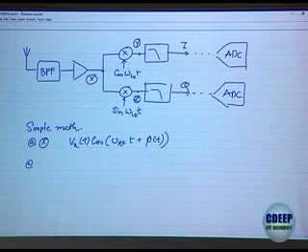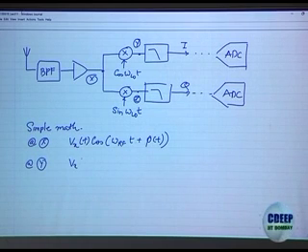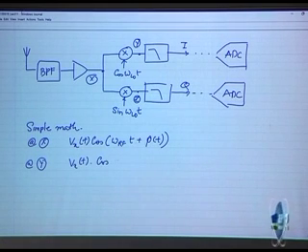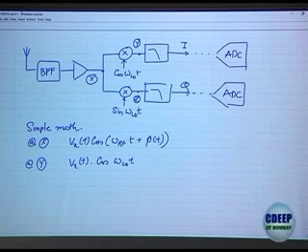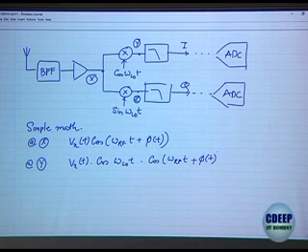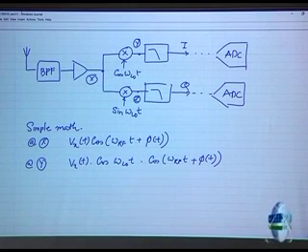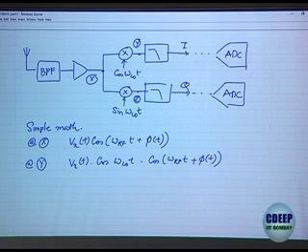And then at Y, what are we doing? We are multiplying this by cos of omega LO t. So Vx(t) cos of omega LO t times cos of omega RF t plus phi t. Just for simplicity, I am assuming omega LO t phase is 0, but you can derive the same expression with the phase. It just makes things a little bit more complicated and you may lose insight when you do that. So I'm just doing it for convenience.